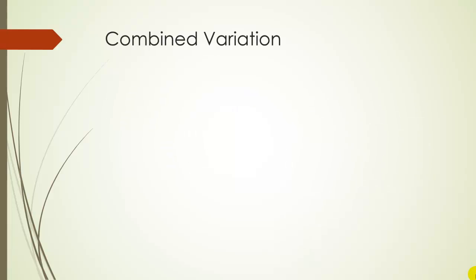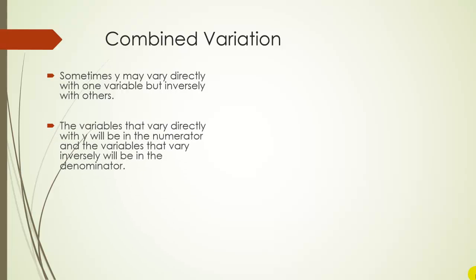The last type of variation is called combined variation. Combined variation means that we have some parts that are varying directly, and some that are varying inversely. Anything that varies directly, you're still going to have your k in there, but anything that varies directly is going to be in the numerator, and anything that varies inversely will be in the denominator.